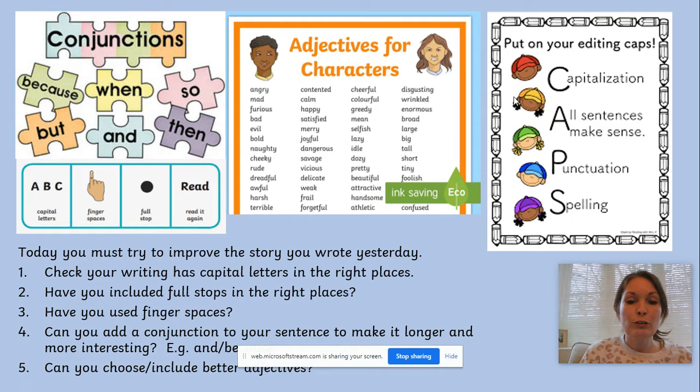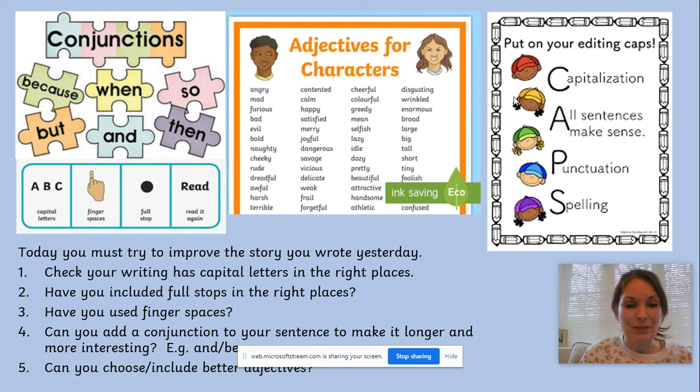Number two on our list. Did you include full stops in the right places? We've got to check that now, boys and girls. Have a little chat. Where should full stops be? I'll give you a minute to think. That's right. Full stops should be at the end of sentences.